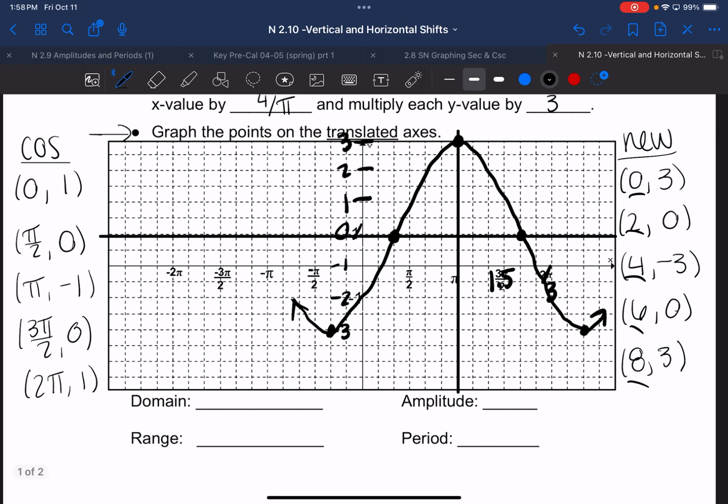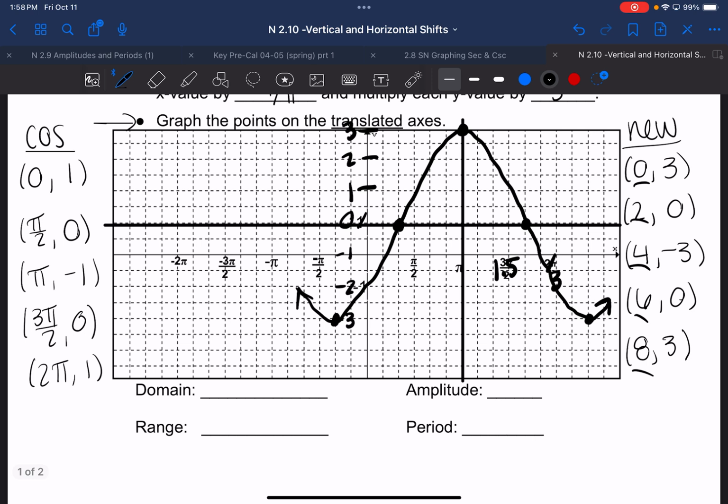Okay, so now that we have it graphed, my domain. So this graph is repetitive, right? That's what we said. It continues. So is it ever going to stop going left or right? So what's our domain? All real numbers. Good. Okay, and then my range.